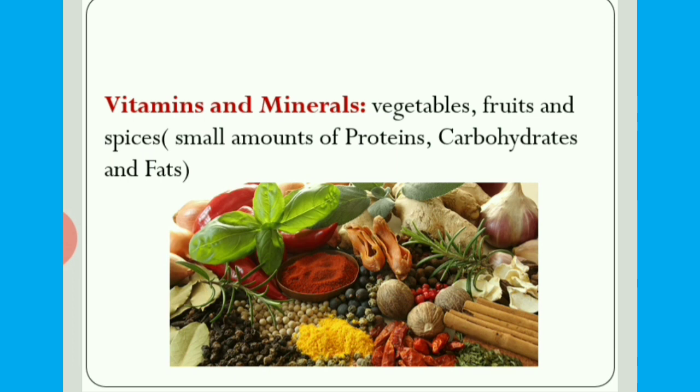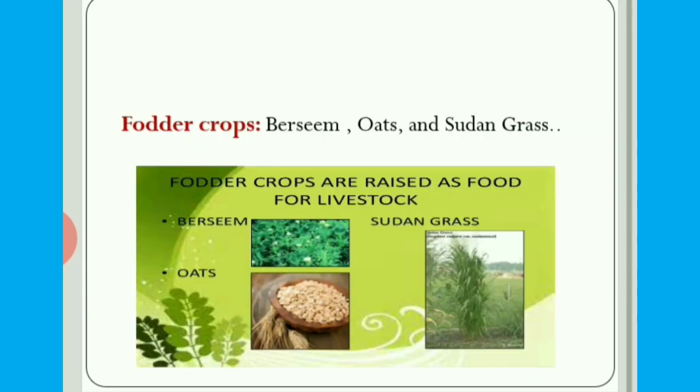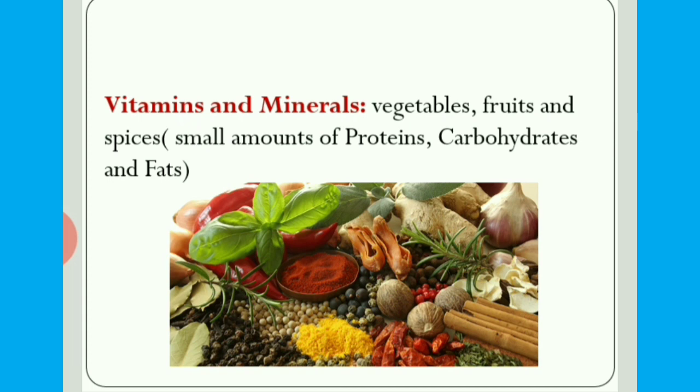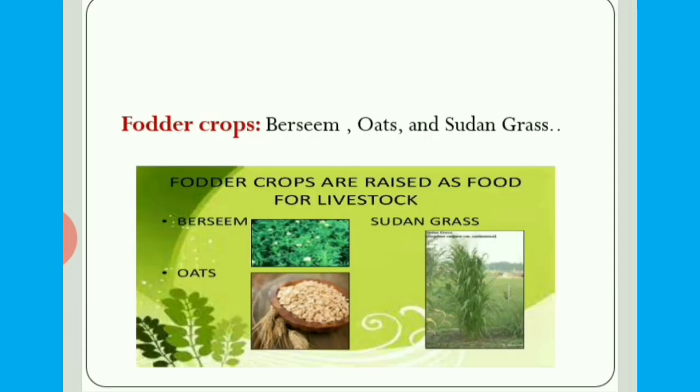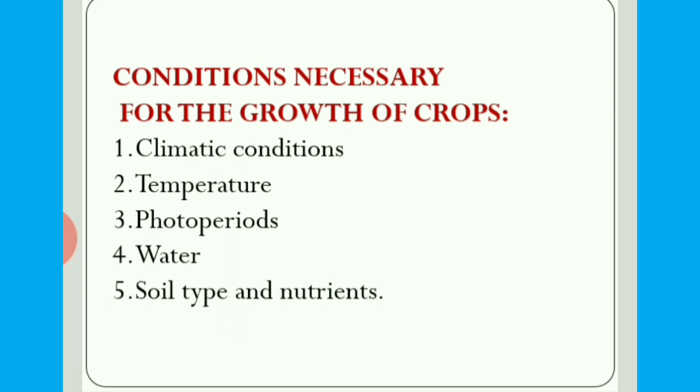Vitamins and minerals are provided by vegetables, fruits and spices. If we take spices, actually it is very good for our intestinal part. It has the ability to control cancer, even colon cancer. The next is about the fodder crops. 3 important fodder crops we are going to see in this lesson, that is berseem, oats and Sudan grass. So these are the points which are given in the introductory part of improvement of crop yields.